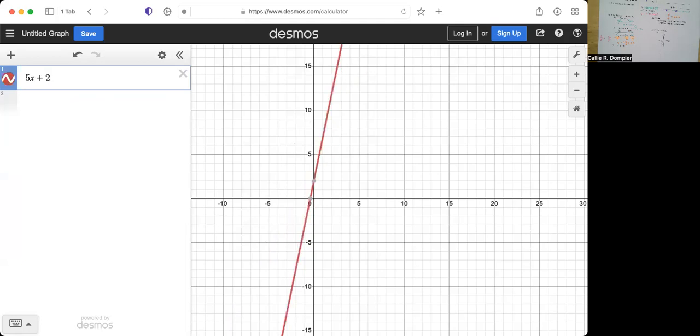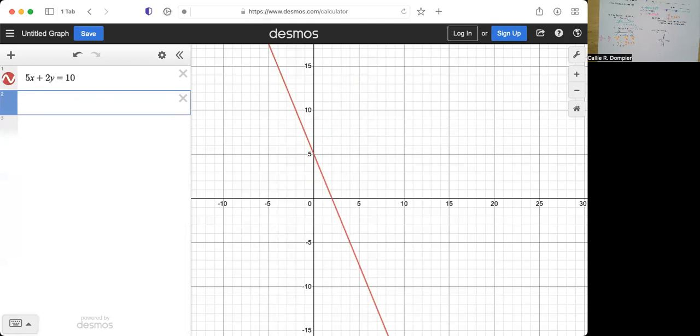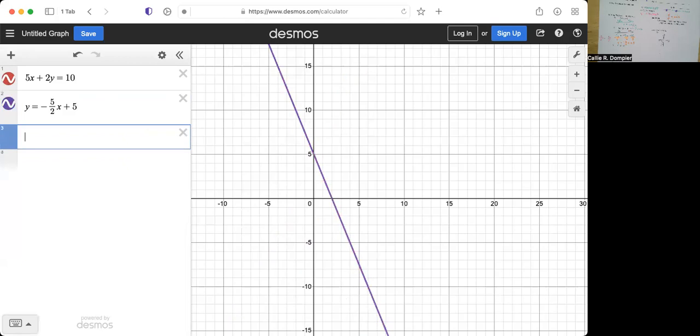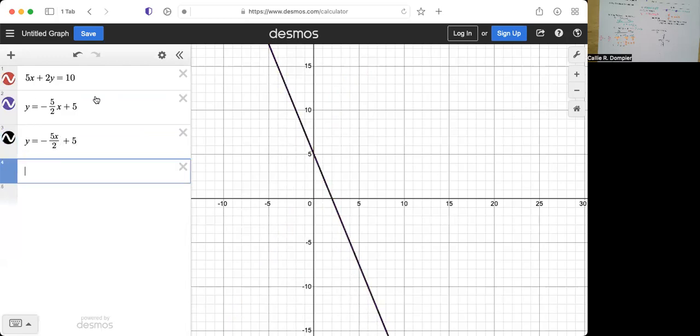5x plus 2y equals 10 is that red line, okay? And then what I got was y equals negative 5 halves x plus 5. So it's the same line. It's purple, now it's red. Purple, red. Also notice what I said was y equals negative 5x over 2 plus 5 is the same line. Okay, those are the same.